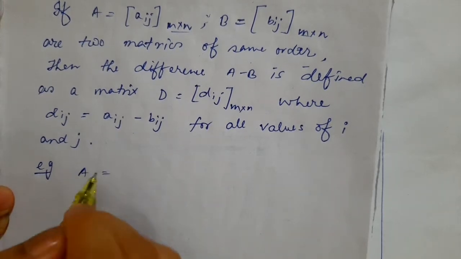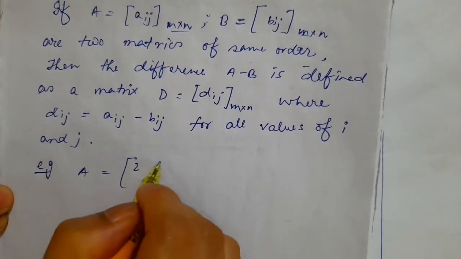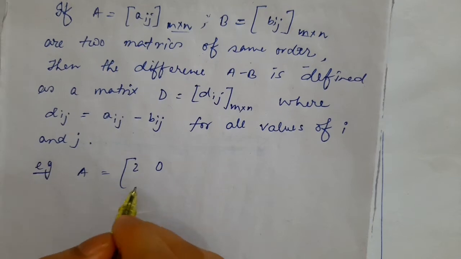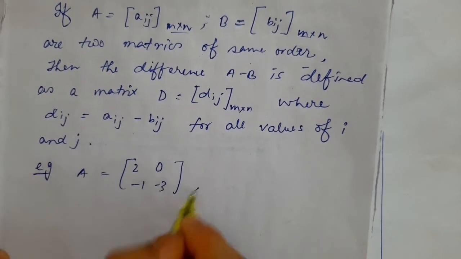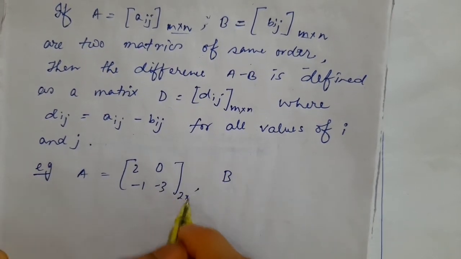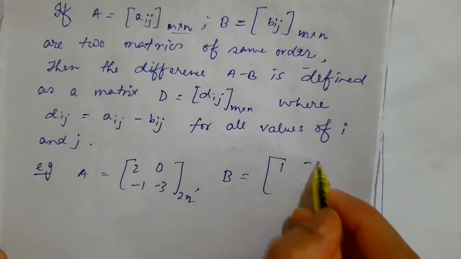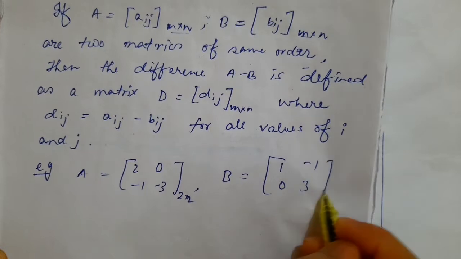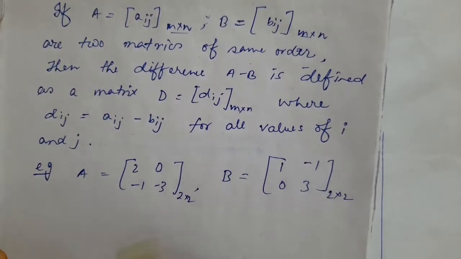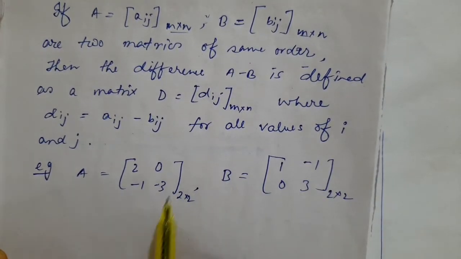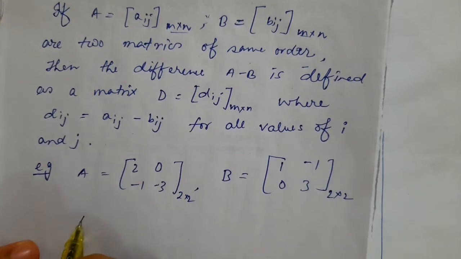Suppose A equals [2 0; -1 -3]. It is of order 2 by 2. And B equals [1 -1; 0 3]. It is also of order 2 by 2. Both are the same order, so we will find A minus B.